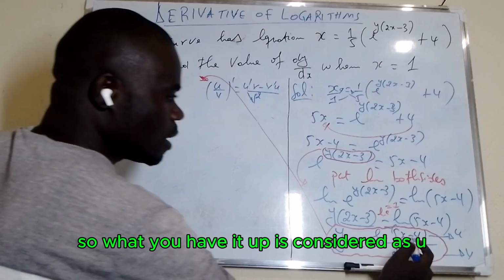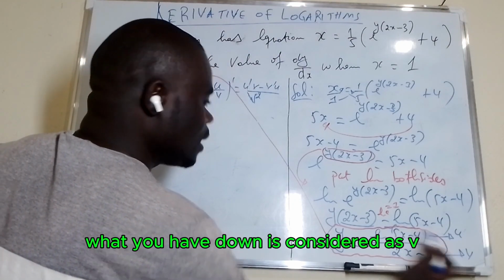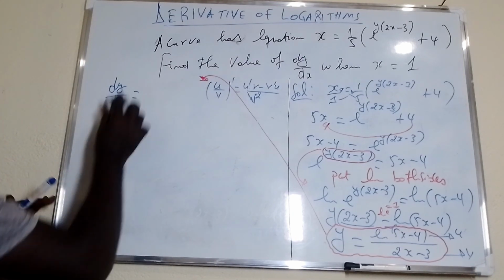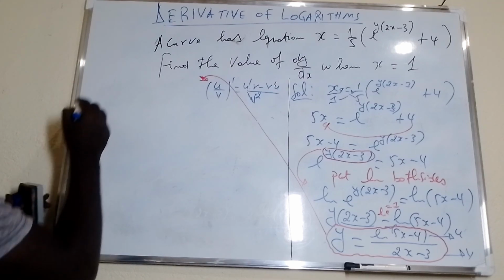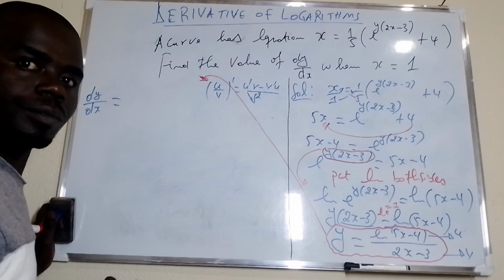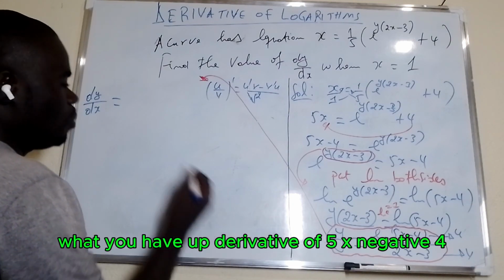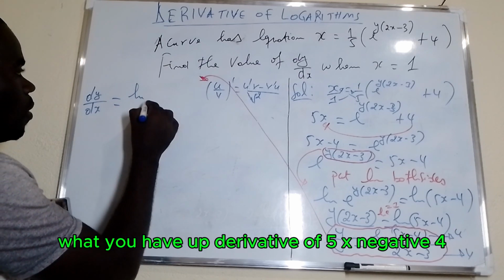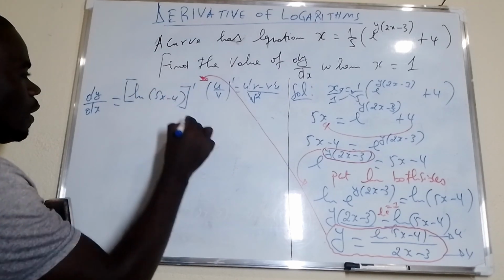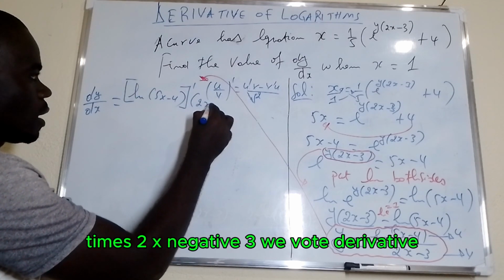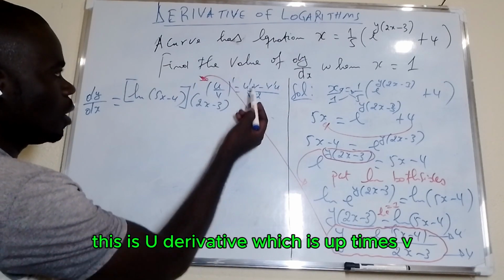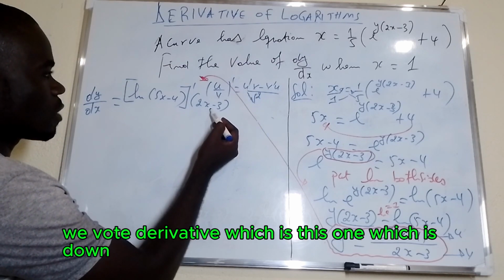So what you have up is considered as u, while what you have down is considered as v. So our function now will become, our differentiation now, dy/dx, will become what you have up, ln of 5x - 4, whose derivative times 2x - 3. We take the derivative, this is u derivative, which is up, times v. We take the derivative, which is this one, which is down.